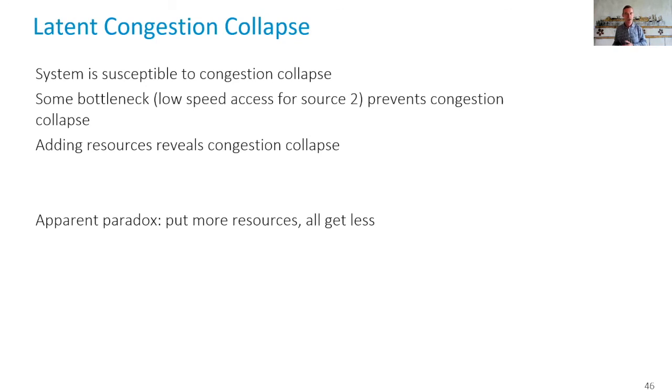This happens with road traffic. When you build a new highway, at the beginning, people don't have enough cars to use it, or there's not enough parking lots in the city to attract people. So the system is fine because there is another bottleneck somewhere. If you remove this bottleneck, for example, if you build more parking facilities in the city, you might reveal a latent congestion collapse. So that's an example where adding resources reveals congestion collapse, which appears paradoxical. Putting more does cost a lot usually, but is not necessarily a good idea.